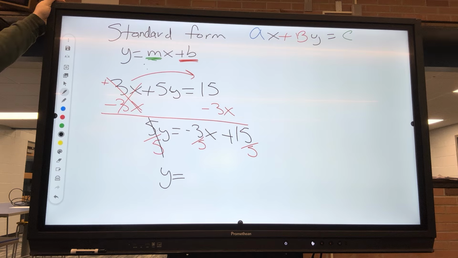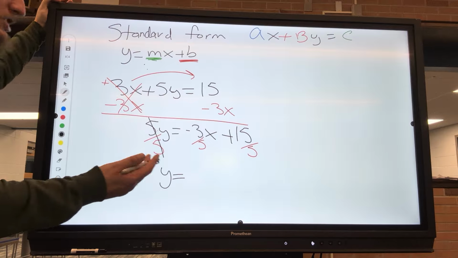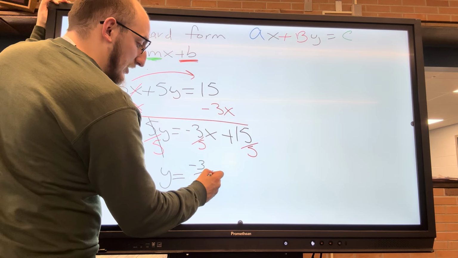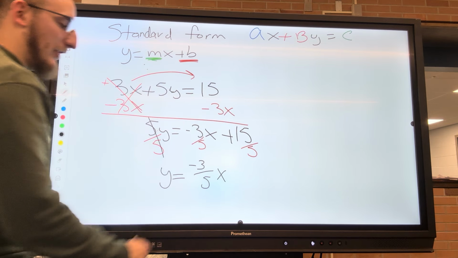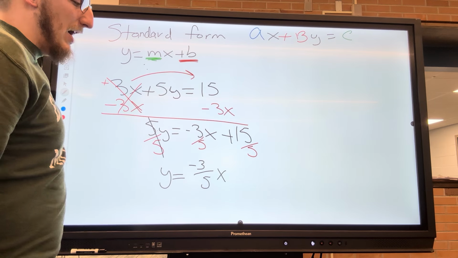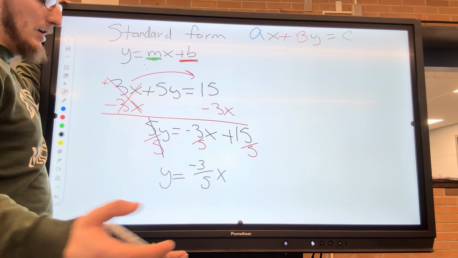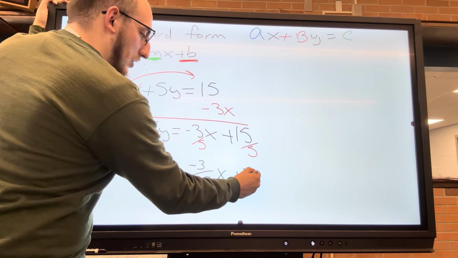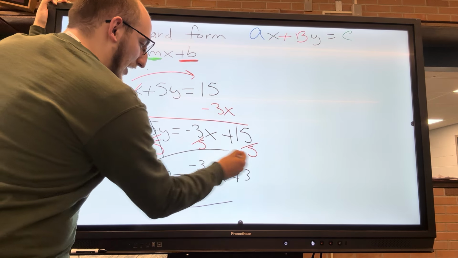Are we cool with slope being a fraction? Yeah, we are, right? We're cool with slope being a fraction because there's a relationship of how much x moves in comparison to y, or y moves in comparison to x. So we can just call that negative 3/5 x. And then over here, we got 15 divided by 5. Does that simplify out? Again, it will. So we're going to do 15 divided by 5, which is 3. This is your final answer.